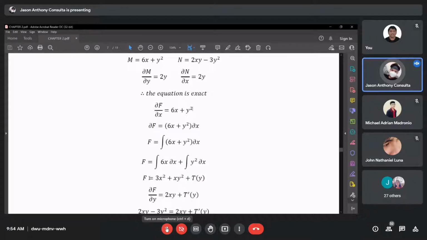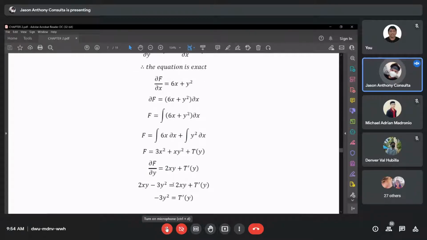After integration, this is the answer; we just need to find t's of y. So how do we find t's of y? Class, after integration and simplifying, we have t's of y. To find t's of y, let's solve the partial differential of f with respect to y.